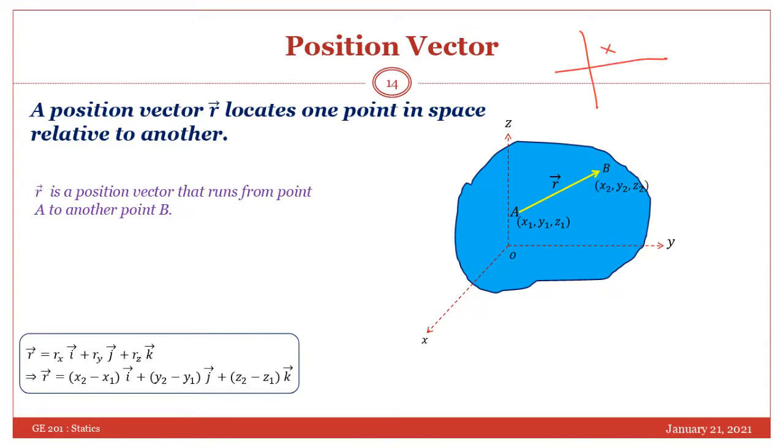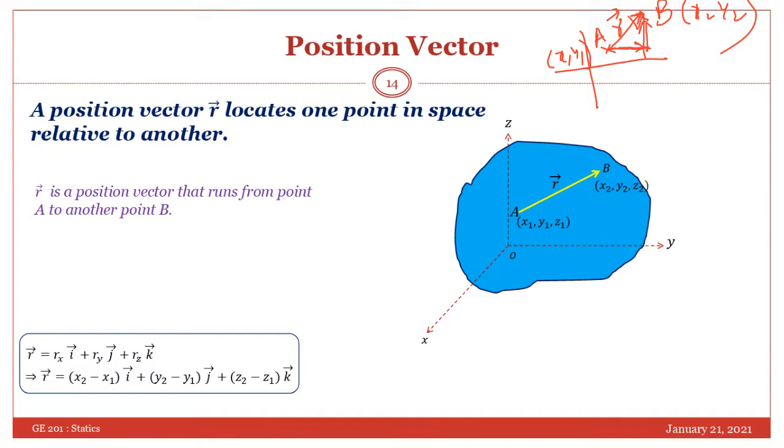Suppose this is one point, this is another point, and you are positioning the point B relative to point A. The coordinates of A are x1, y1, say, and coordinates of B are x2, y2. So as we had discussed before, this position vector, if I call it vector R, will be equal to this vector plus this vector.